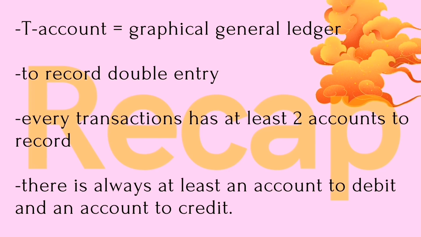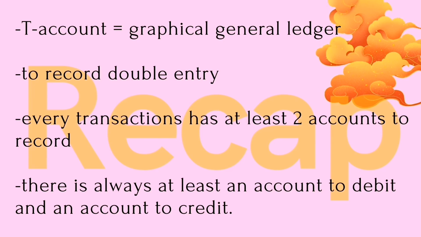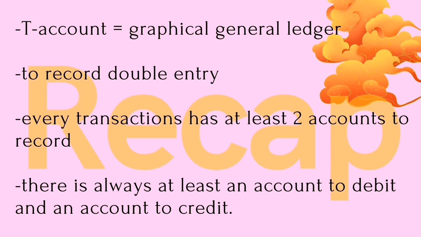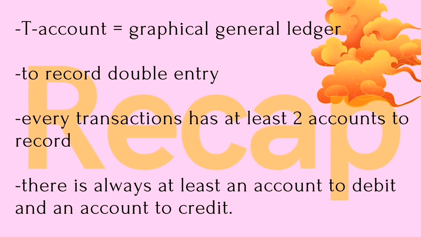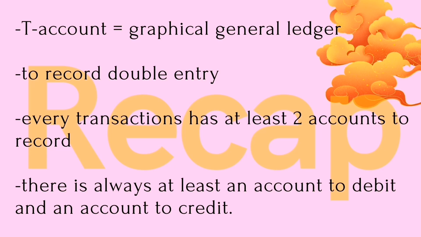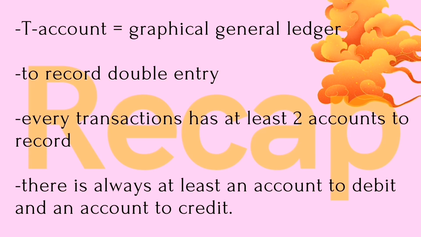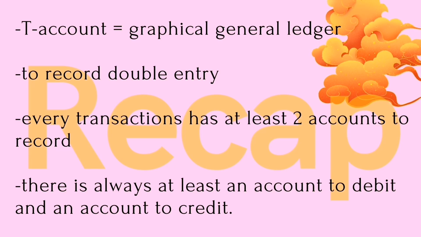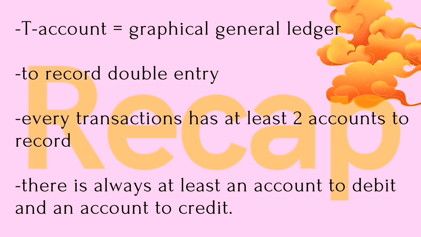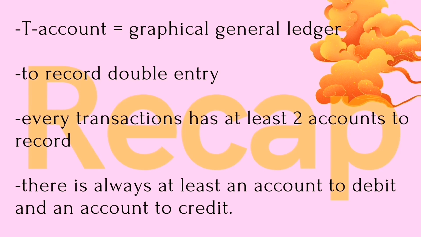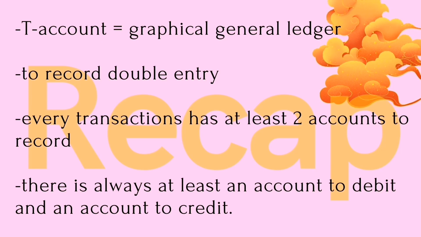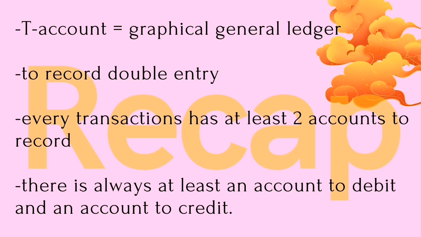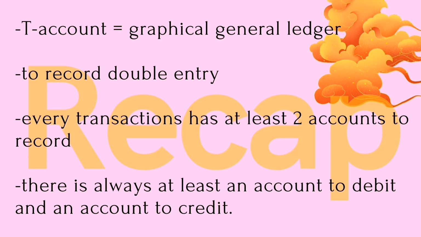Alright, so have a quick recap on the lesson we have learned today. Basically, T account is a graphical general ledger which is used to record the double entry. And every financial transaction has at least two accounts to record. Make sure there is always at least an account to debit and an account to credit.